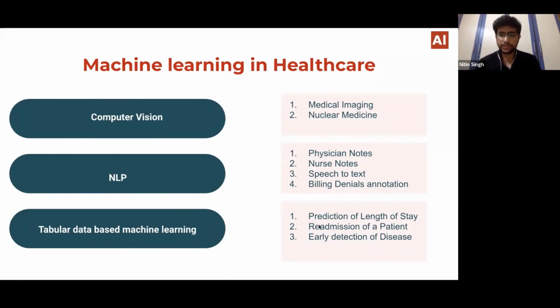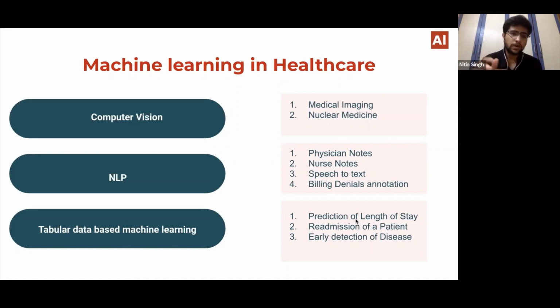You have readmission of a patient, wherein in US healthcare, if a patient is readmitted within 30 days from the time he's discharged, a penalty is given to the hospital. So you obviously want to predict whether a patient will be readmitted or not. That's also a use case. And early prediction of sepsis. There can be early prediction of heart failure or many other complex diseases.